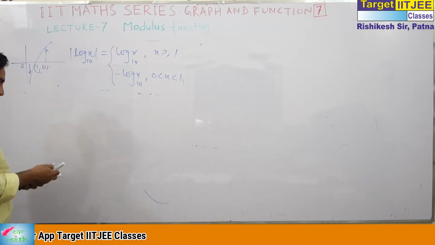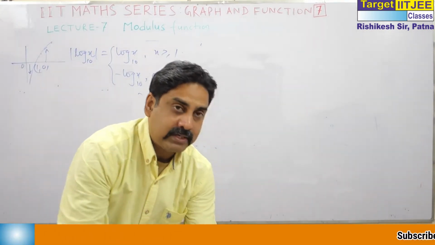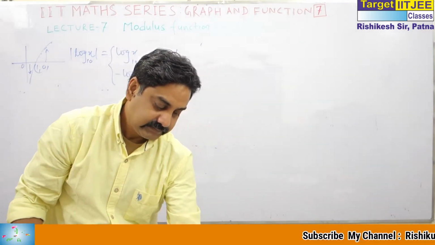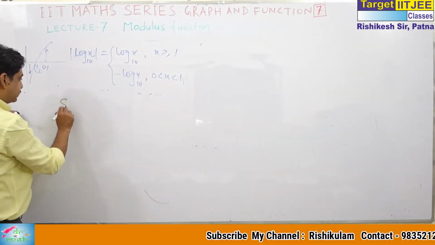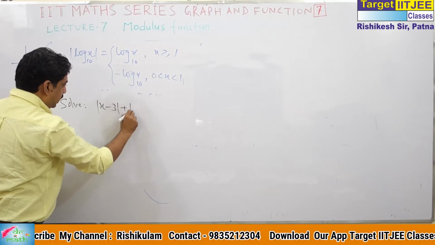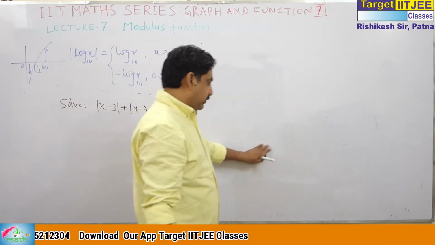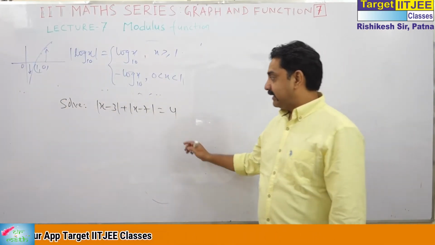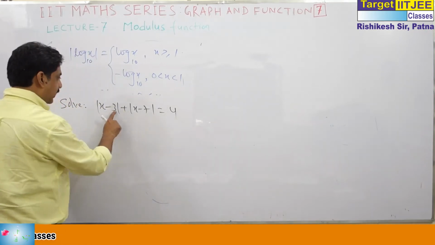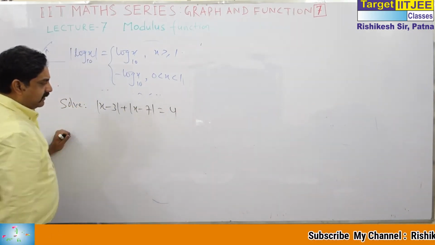Let me start with this one. The question is: solve mod x minus 3 plus mod x minus 7 is equal to 4. Actually, in the bridge course I have done mod x minus 3 plus mod x minus 7 is equal to probably 10 or 12, but this is 4.